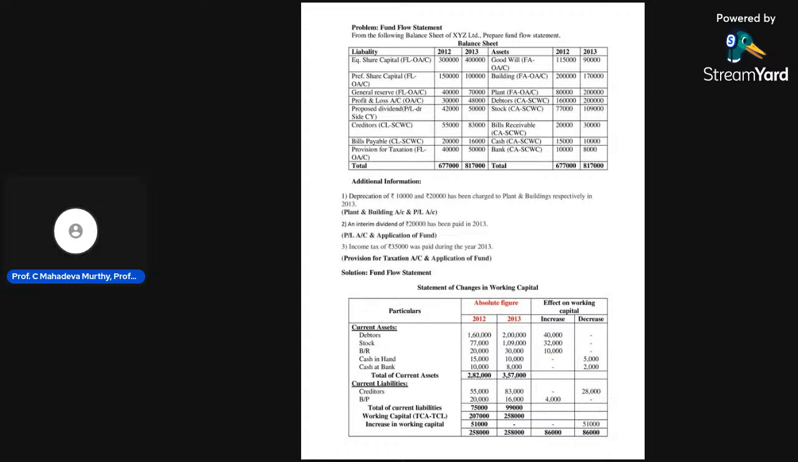Then total of this, 2 lakh 58. The difference is 51,000. Then total increase is 86,000. Then decrease total is 86,000. Increase and decrease should always be equal. 86,000, 86,000. The difference in 2012 is the absolute figure 51,000. That is working capital, an increase in working capital. Because if it shows in 2013 a decrease in working capital, this is an increase in working capital.